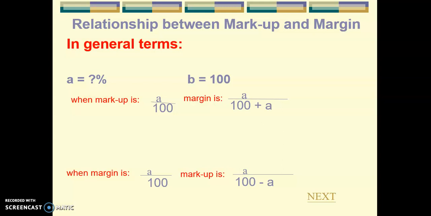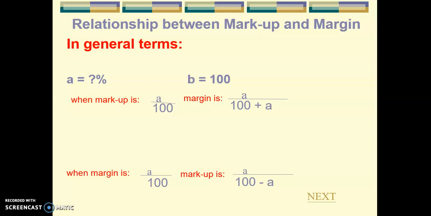So if your markup is 25%, then your margin would be 20%, because 25 over 125 multiplied by 100 will give you 20%. Similarly, let's say margin now is 20%. So if margin is 20%, that is 20 out of 100, then your markup would be 20 over 100 minus the same 20 again, which in other words will be 20 over 80.